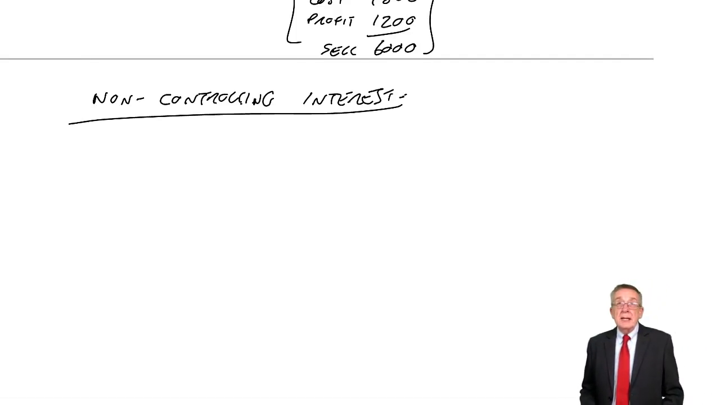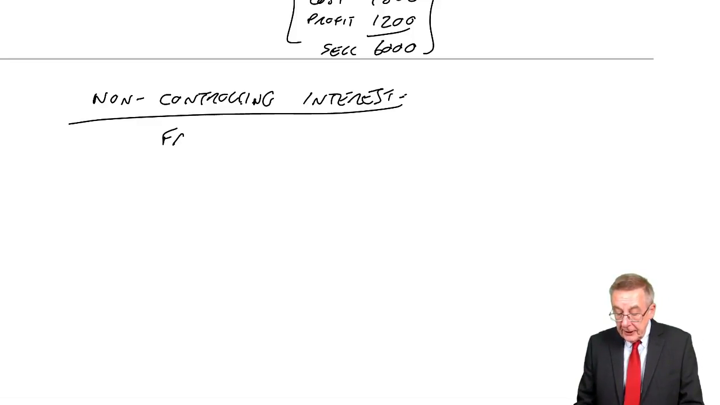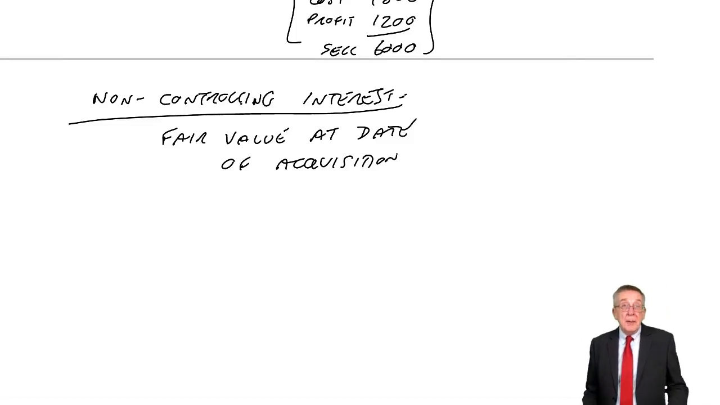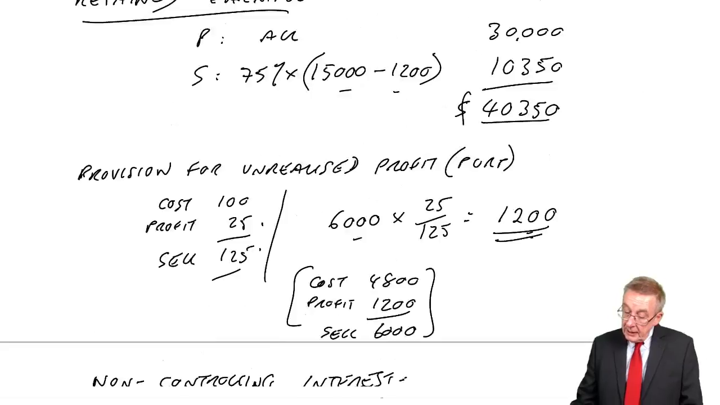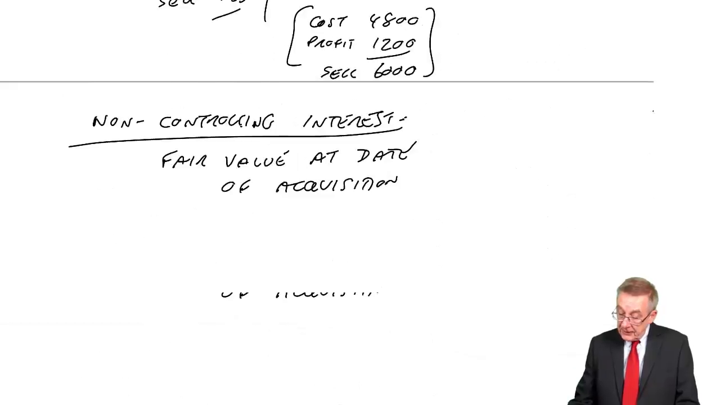And how do we calculate this? If you remember, we take the fair value at the date of acquisition. And as I've kept saying, normally you will be given it. Here, though, we calculate it. What do we get? The fair value? 5,000.